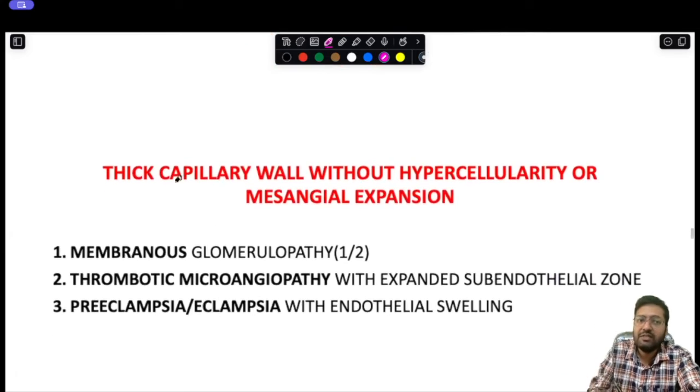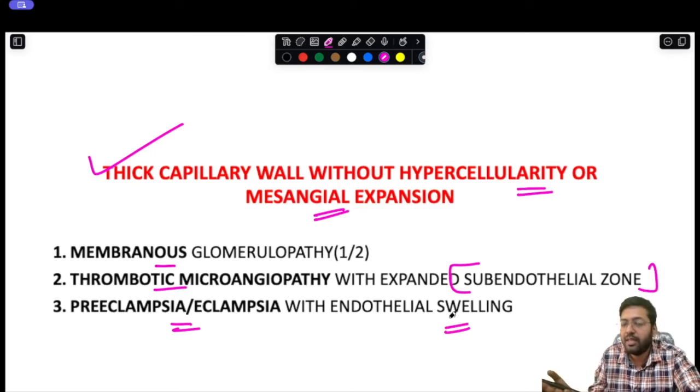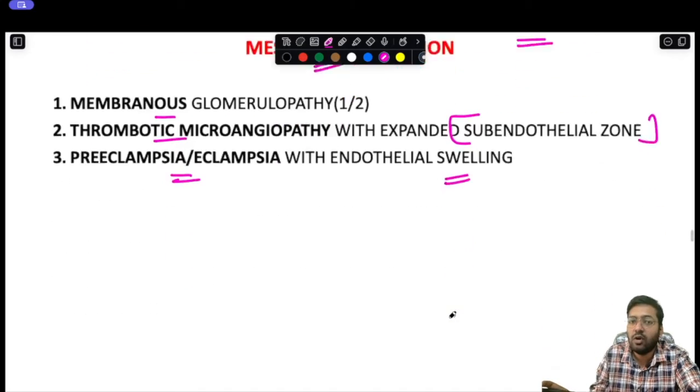Second is conditions where you develop very thick capillary wall without any kind of capillary hypercellularity or any mesangial expansion. So there is no hypercellularity, no mesangial expansion as well. So what are these conditions? Membranous glomerulopathy, both primary and secondary, or thrombotic microangiopathy with expanded subendothelial zone, or preeclampsia with endothelial swelling. So these are the conditions where you only have a thick capillary wall without any hypercellularity or mesangial expansion.